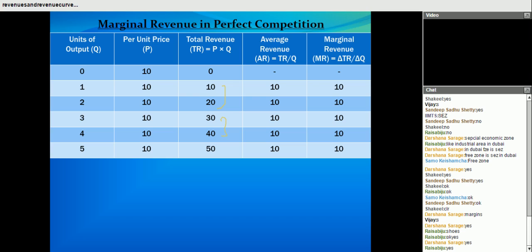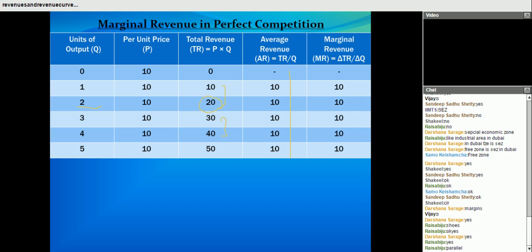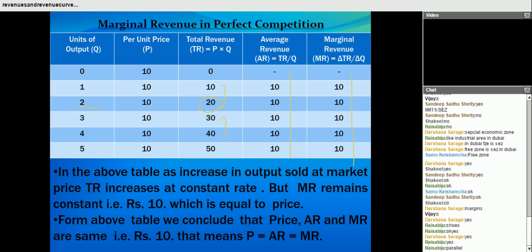That is one way of calculating it: comparing with the previous unit and subtracting the two. The other method is this formula: change in total revenue divided by change in quantity. Total revenue is now 20 and the change in quantity is 2. So 20 upon 2, 30 upon 3, 40 upon 4, that way. So this is what we are going to get. Looking at this, what can you say? The average revenue and marginal revenue are just the same. Okay.